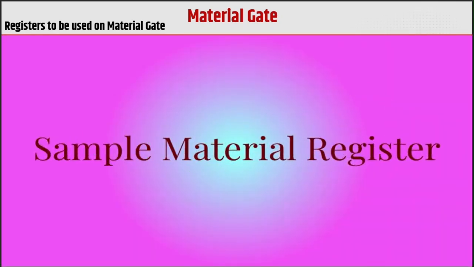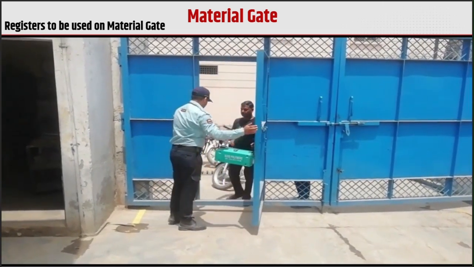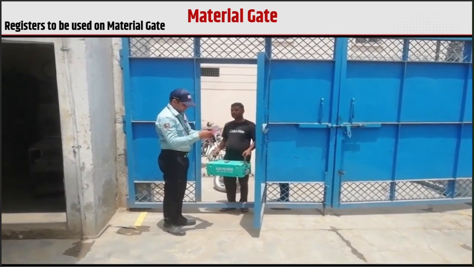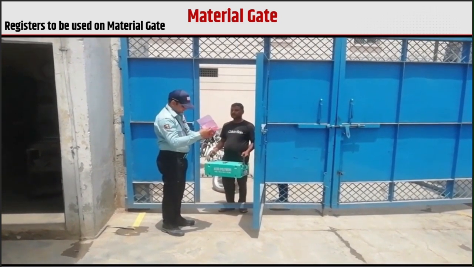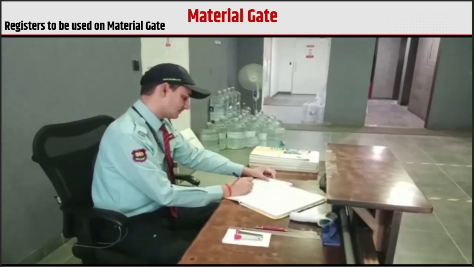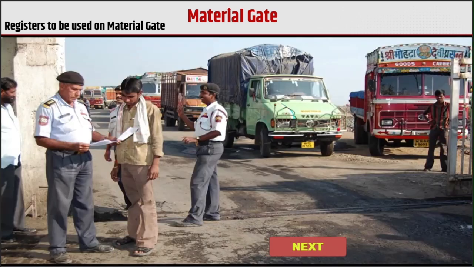Sample Material Register. In this type of register, the description of the material coming as a sample to the institution is to be entered. The security personnel will enter the entry in the register only after matching the incoming sample with its challan, list, etc. Click on Next to know the responsibilities of securing the material gate.